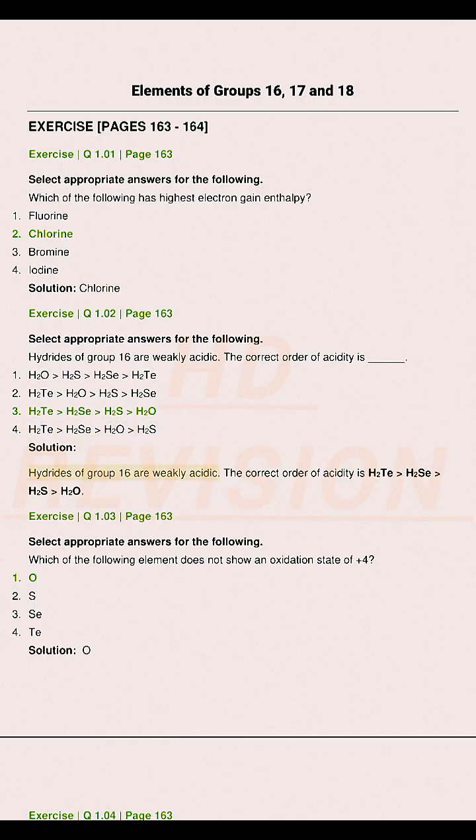Solution. Hydrides of group 16 are weakly acidic. The correct order of acidity is H2Te > H2Se > H2S > H2O.